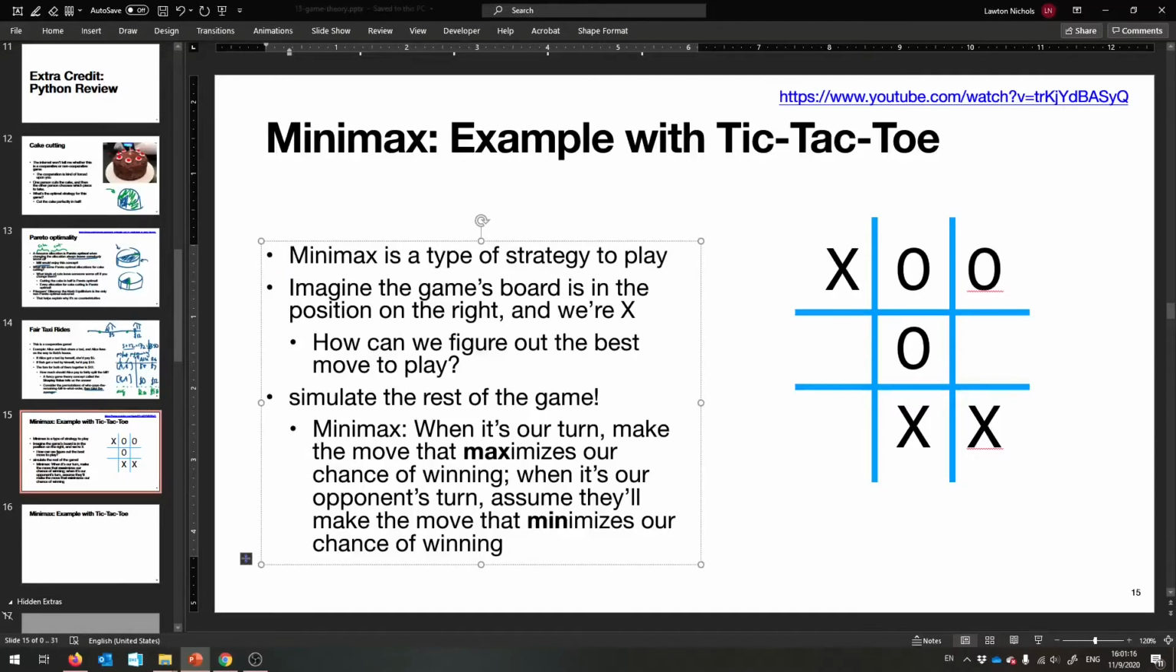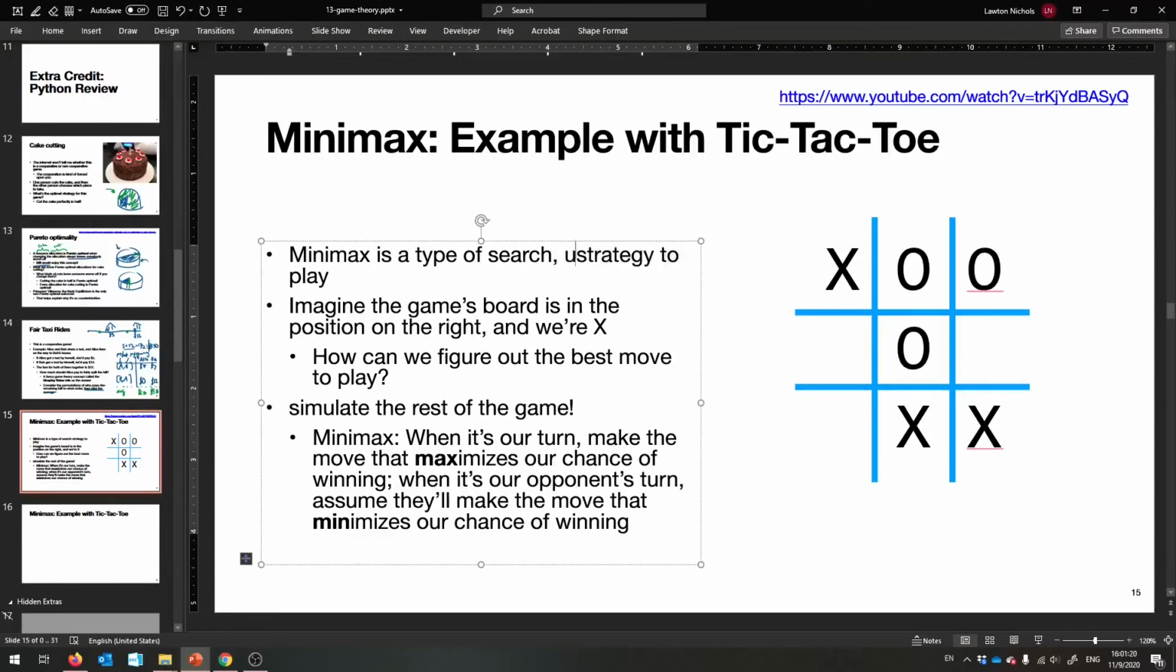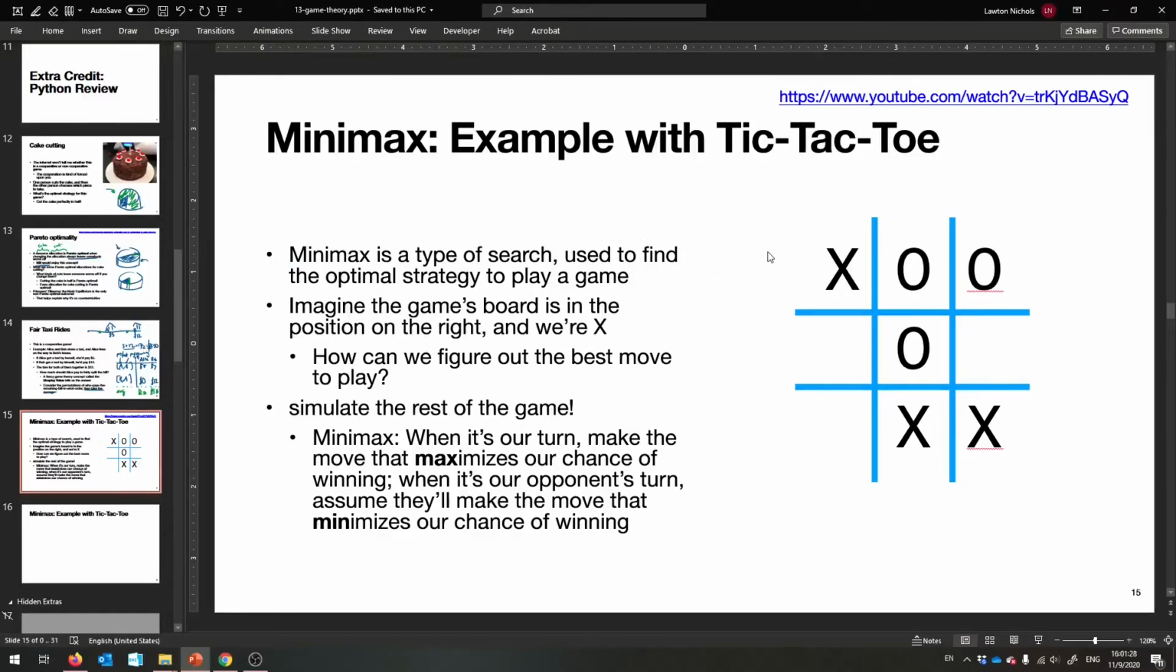Or it's a type of search to find a strategy. Okay, so imagine that we were at this point in the game, and we're X, because we want to win. We are X. So how do we figure out the best move to play? Obviously you know that the best move is going to be this one, but how can we come up with that? Given the game board, no matter what, how do we know?